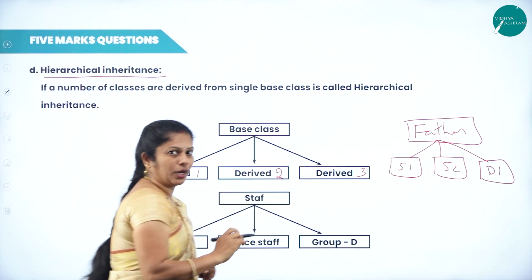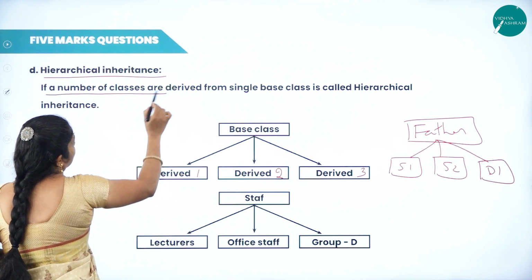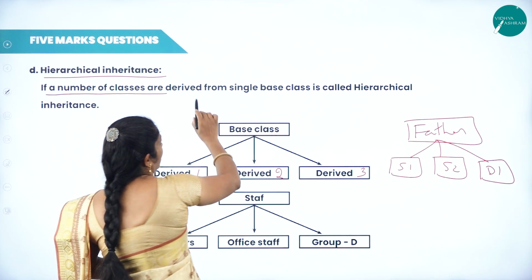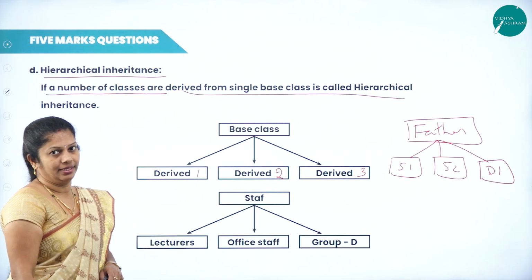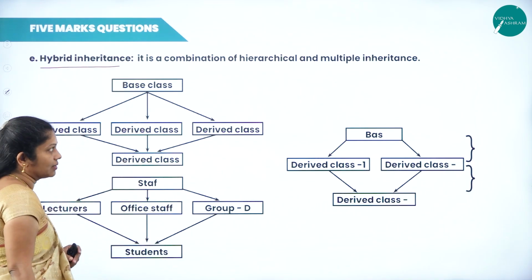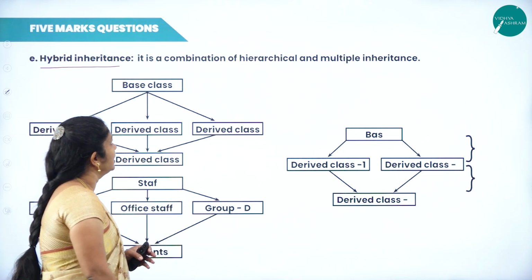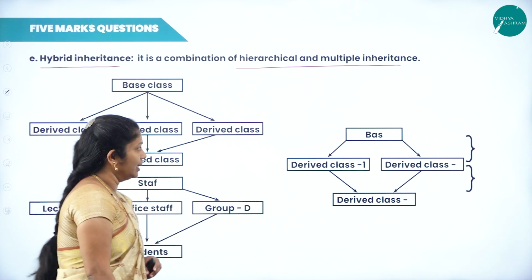It means that there is only one base class and multiple derived classes. If the members of a base class are derived by multiple classes, it is called hierarchical inheritance. Next we will move on to the last one, hybrid inheritance. Hybrid inheritance is a combination of hierarchical and multiple inheritance.